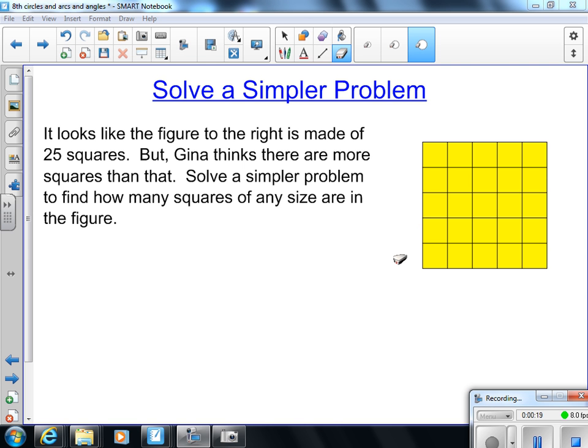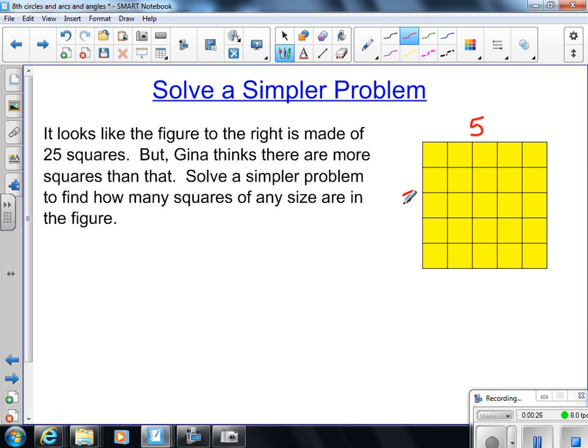We're going to try to solve a simpler problem to find out how many squares of any size are in this figure. Now, this looks like a 5 by 5, but we're going to try to figure out a pattern that we can use no matter what the size. Okay, we can take a look at a 1 by 1, and we know that there is one 1 by 1 in it, correct? Okay, suppose we have a 2 by 2. And in the 1 by 1, there's only one size that we can look at.